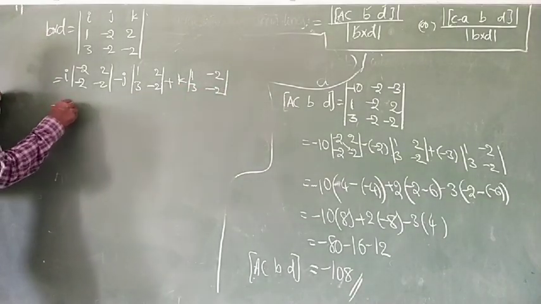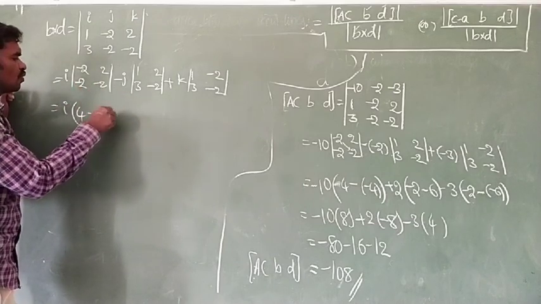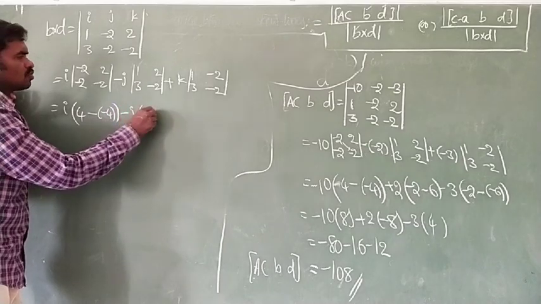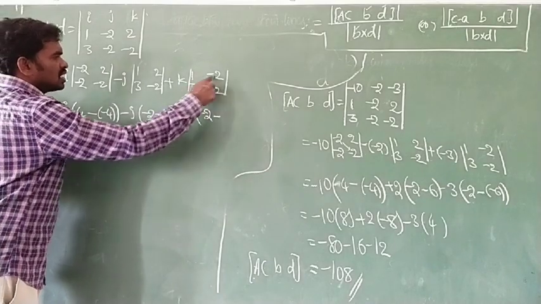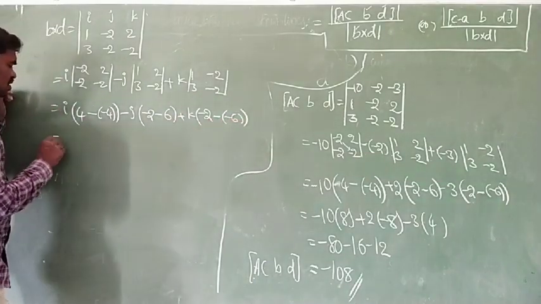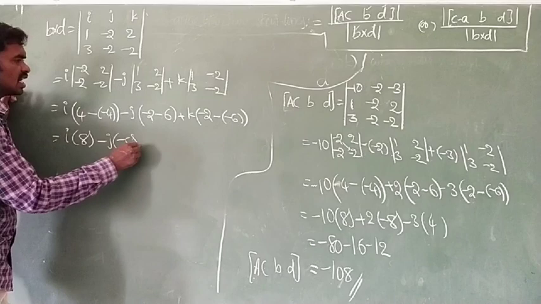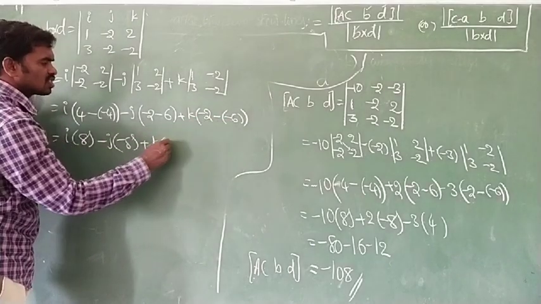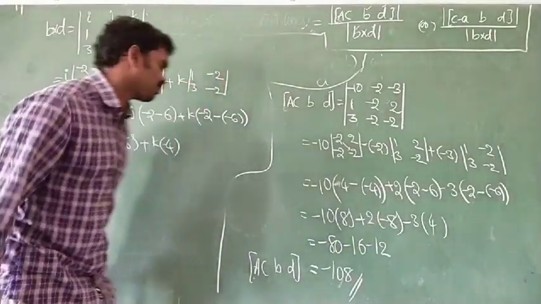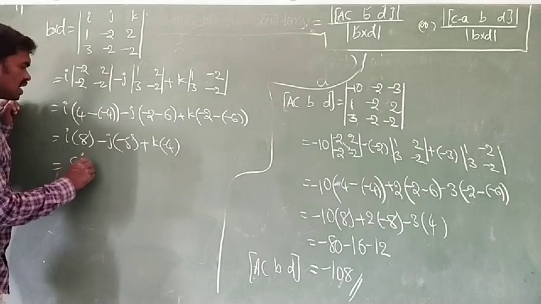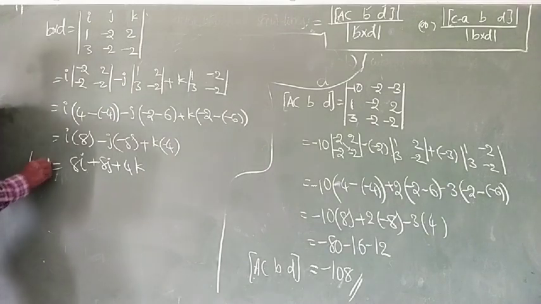So which is called i into, do cross multiply, minus 2 into minus 2, 4, minus 2 into minus 2, minus 4. Next, minus j into 1 into minus 2, minus 2, minus 3 into 2, 6, plus k into 1 into minus 2, minus 2, minus 3 into minus 2, minus 6. So which is called i into same, minus plus 4 plus 4, 8, minus j into minus 2 minus 6, minus 8, plus k into minus plus 6, minus 2 becomes 4. See, the same terms we get, 8, minus 8, 4. So we get 8i plus 8j plus 4k. So this is b cross d.